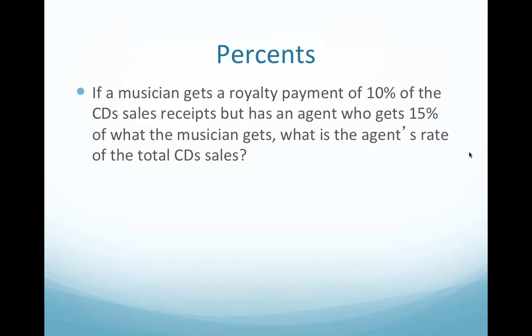It says royalty payments of 10% of the CD sales receipt, but has an agent who gets 15%. So it doesn't give you a specific number. Now it's wanting to know what is the agent's rate. So a rate is also a percentage. Well, it doesn't necessarily have to be a percentage, but it can be. Like what we pay for gas is also a rate. Like right now in Florida, the rate is $1.99 per gallon.